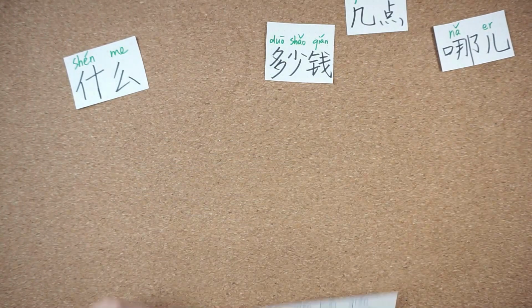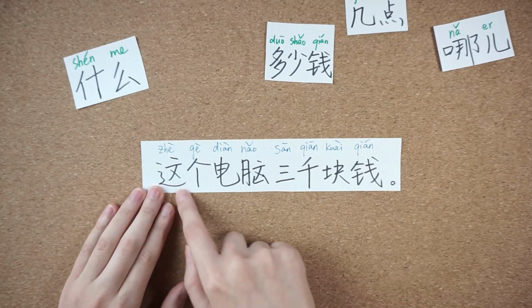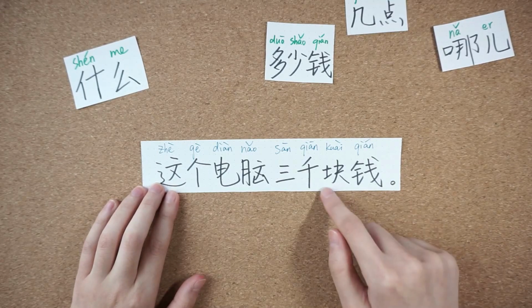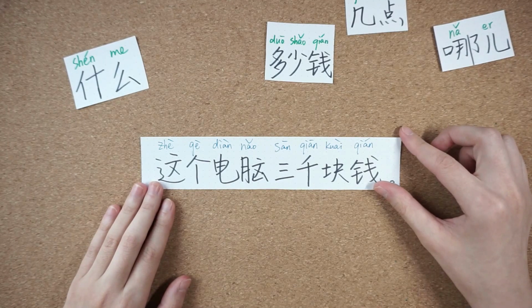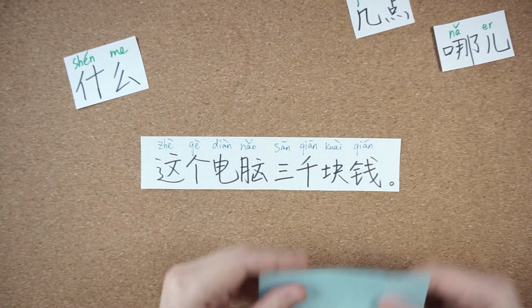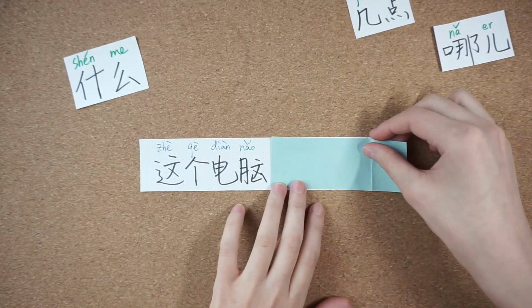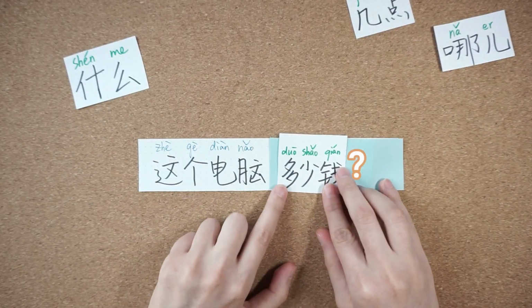Let's try another example. 这个电脑3000块钱. This computer 3,000 money. 块 is a measure word for Chinese yuan. To ask about how much, we use 多少钱. Simply, we just cover up this part. Leave out 这个电脑, this computer. How much? 这个电脑多少钱? Last but not the least, I want to share how to use why in Chinese.